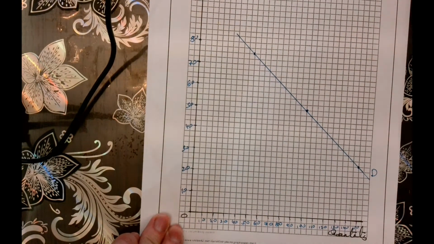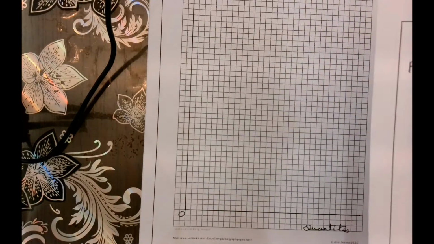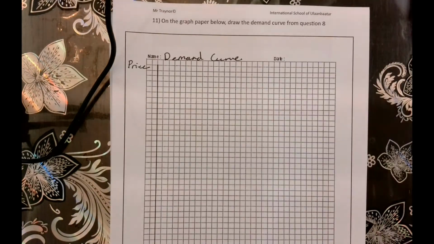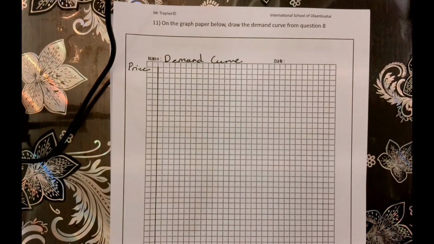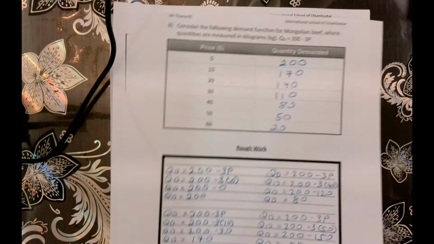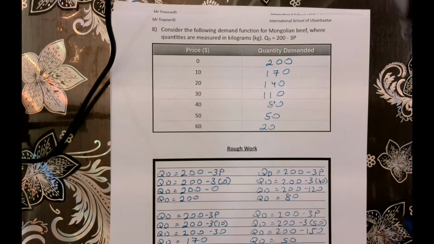Now, on to question 11, which is here. Question 11 says, and again, forgive all the adjustments, I'm trying to make sure you can see it: on the graph paper below, draw the demand curve from question 8. Well, question 8 says this. So we have worked out all of these different points.